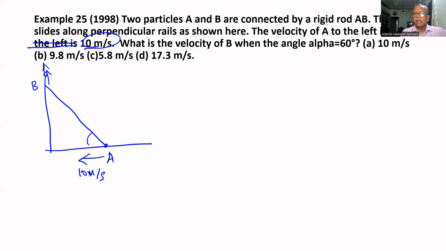Velocity of B when the angle alpha equals 60 degrees. This angle alpha is given in the diagram. Alpha equals 60 degrees, that is given. So we have to find the velocity of B.